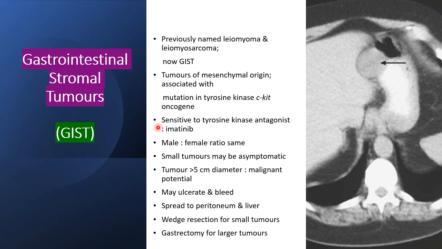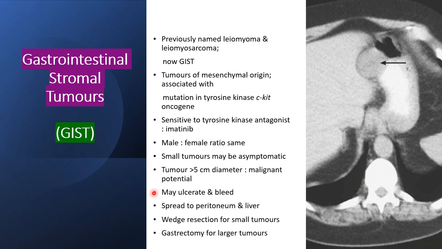It is sensitive, therefore, to tyrosine kinase antagonists, and imatinib is an important drug that is used to treat these cases. The male to female ratio is the same. When the tumors are small, they are usually asymptomatic. Tumors more than 5 centimeters in diameter have a malignant potential.